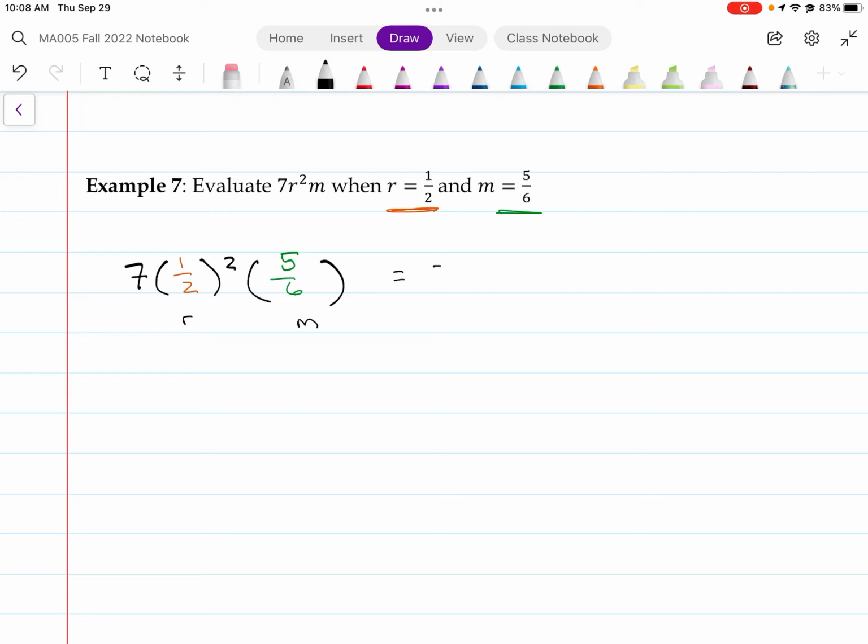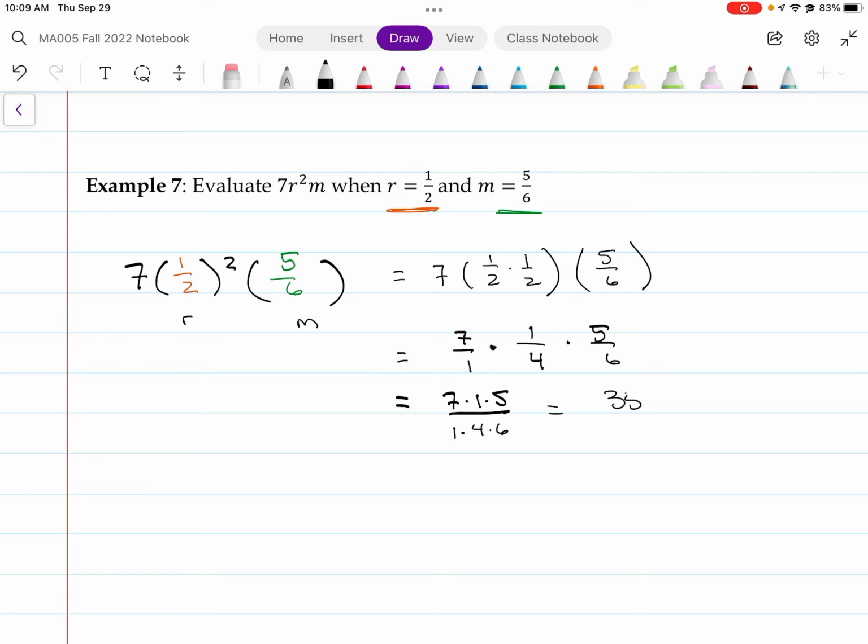All right, so I've got 7 times, now 1/2 squared is going to mean 1/2 times 1/2, right? So we square the top and we square the bottom, basically, over 5 times 5/6. All right, so I get 7 over 1 times 1 over 4 times 5 over 6. Okay, so that's one way to think about it. I don't see anything that cancels or divides out because the bottom is all even, the top is all 7 and 5, and those are both prime. So there's nothing really that I can do besides just multiply across. So I get 7 times 1 times 5 on top and 1 times 4 times 6 on the bottom. You can ignore the ones, and you get 35 over 24, which equals 1, because 24 goes into 35 once, with 11 left over, 11/24.